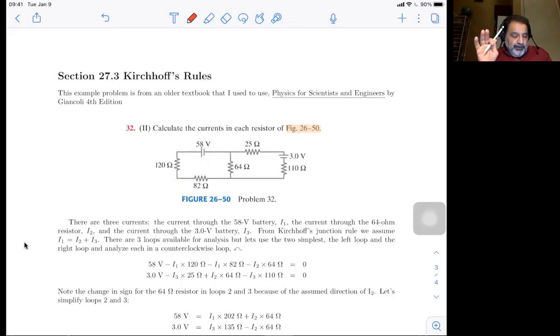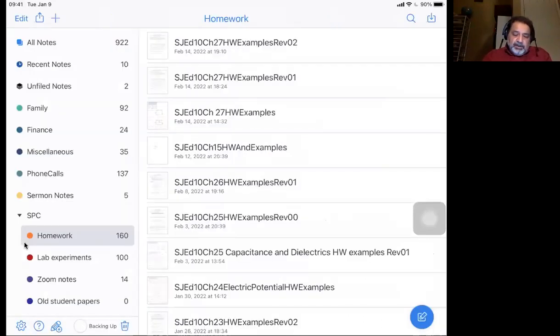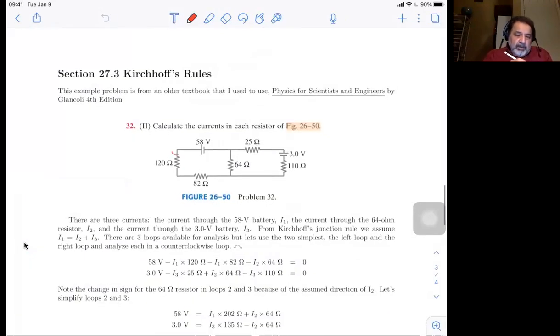There are 3 loops available for analysis, but let's use the 2 simplest, the left loop and the right loop, and analyze each in a counterclockwise loop. That's what I just drew. So remember, if we assume the current in this direction, we have plus to minus, plus to minus, plus to minus.